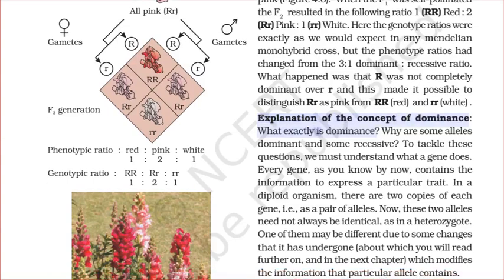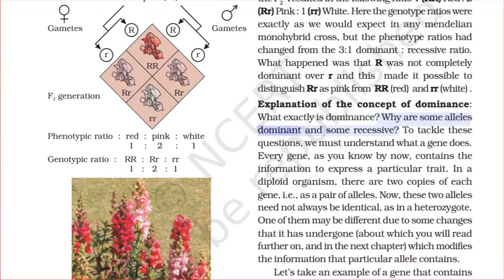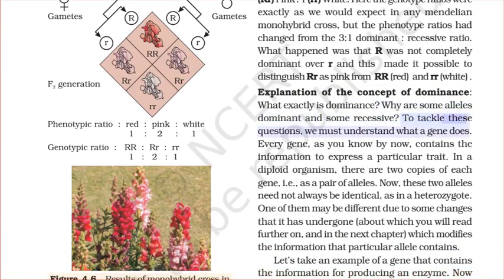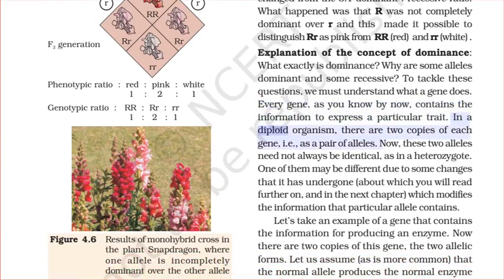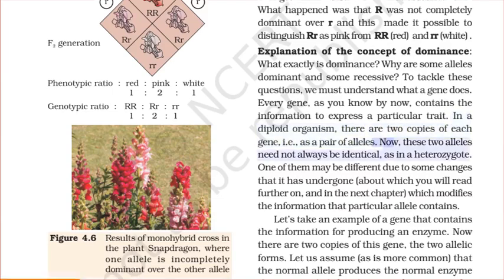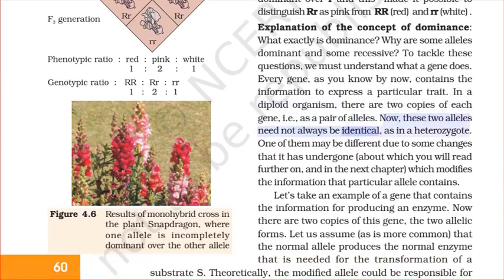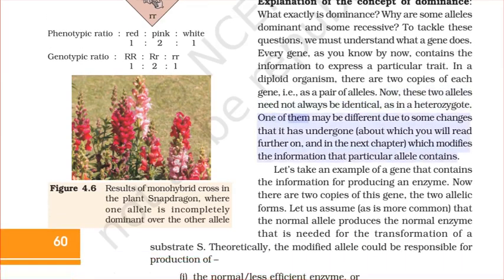What exactly is dominance? Why are some alleles dominant and some recessive? To tackle these questions, we must understand what a gene does. Every gene, as you know by now, contains the information to express a particular trait. In a diploid organism, there are 2 copies of each gene, that is, a pair of alleles. Now, these 2 alleles need not always be identical, as in a heterozygote. One of them may be different due to some changes that it has undergone, about which you will read further on, and in the next chapter, which modifies the information that particular allele contains.